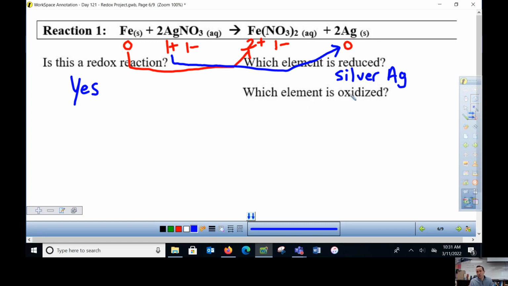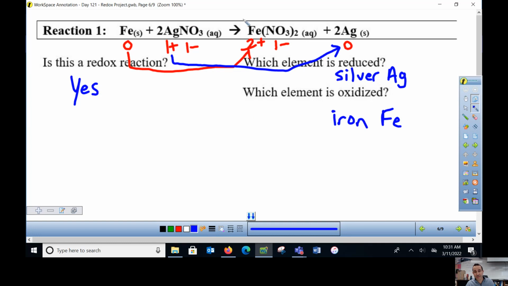What is oxidized? What loses electrons? Well, iron started out with 26 protons, 26 electrons, but it ends up with a +2 charge, so it ends up with only 24 electrons. So the iron had 2 electrons taken from it by the nitrate. So iron lost electrons, it's oxidized. Silver gained electrons, it is reduced. So this will be a redox reaction.